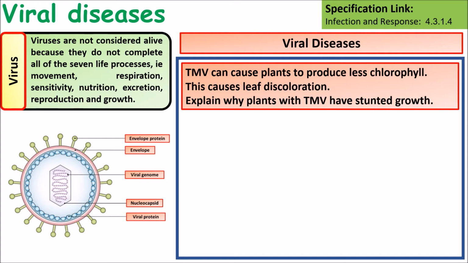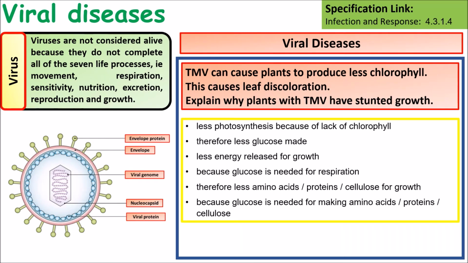Tobacco mosaic virus causes plants to produce less chlorophyll. This causes leaf decoloration. Explain why tobacco mosaic virus causes stunted growth in plants. You've got to be talking about the fact that there's less photosynthesis happening because there's less chlorophyll. Therefore there's less glucose made, so there's less energy available for growth. Because glucose is needed for respiration and for making amino acids, fewer amino acids and proteins are made, and the entire range of things made from those will not be made. That would prevent the plant from growing anymore.